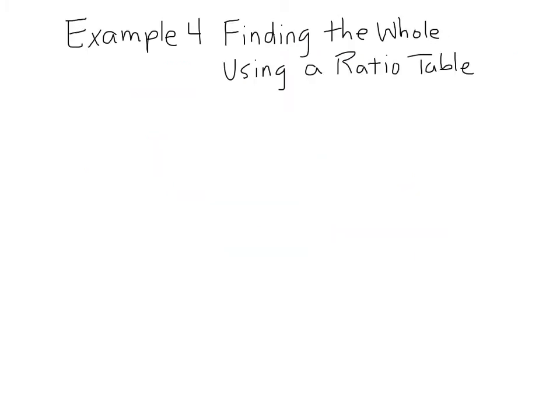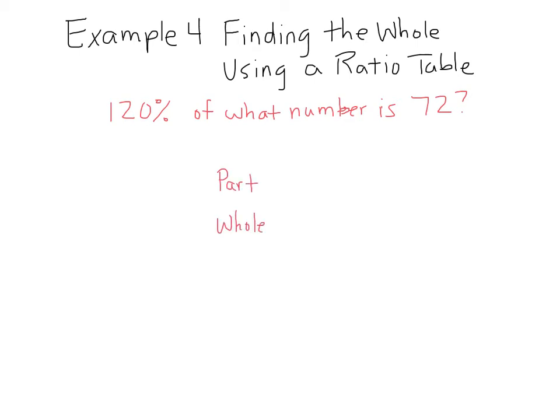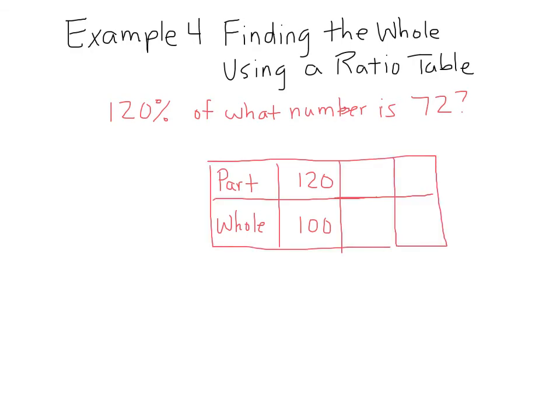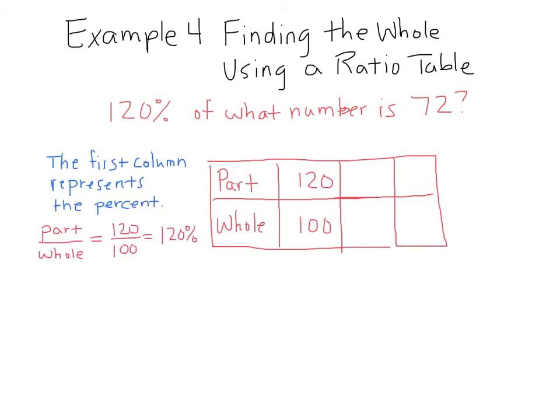Example 4 is finding the whole using a ratio table. So we're going to start with this example. 120% of what number is 72? So you're going to set your ratio table up by part and whole. Something we already know is that the part is 120%, and as a fraction it would be 120 over 100 as a whole. So your ratio table should be set up like this. We've got our part being 120, our whole being 100. So just to sum this up, the first column represents the percent.